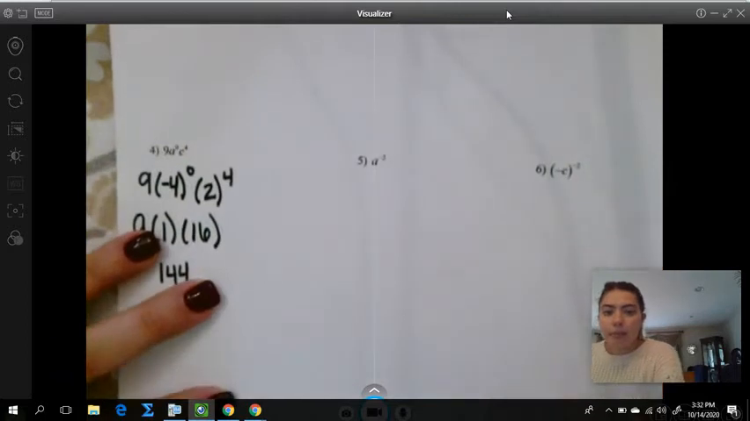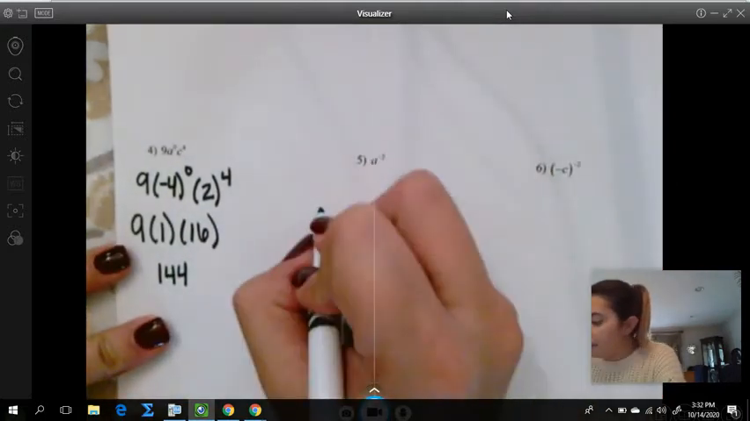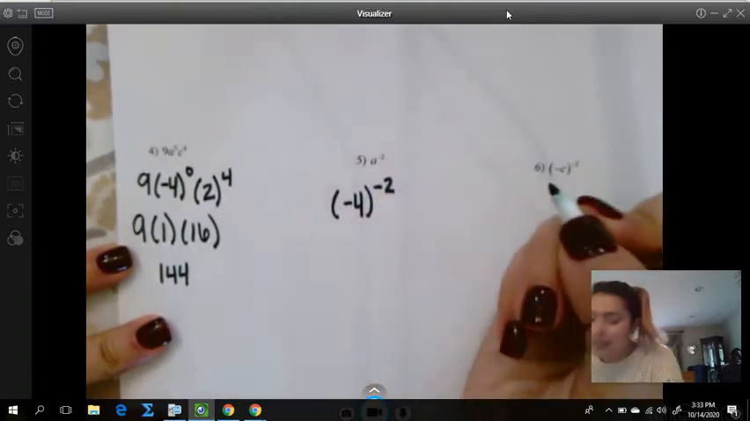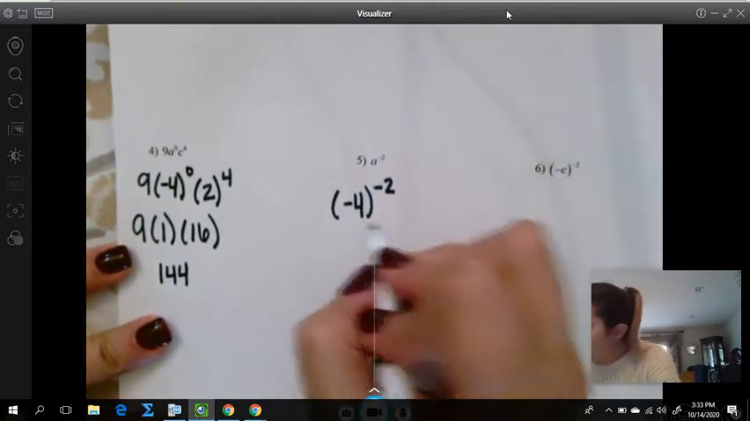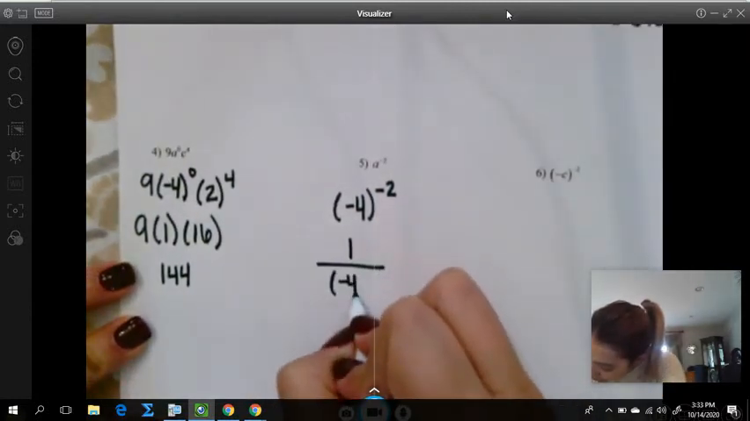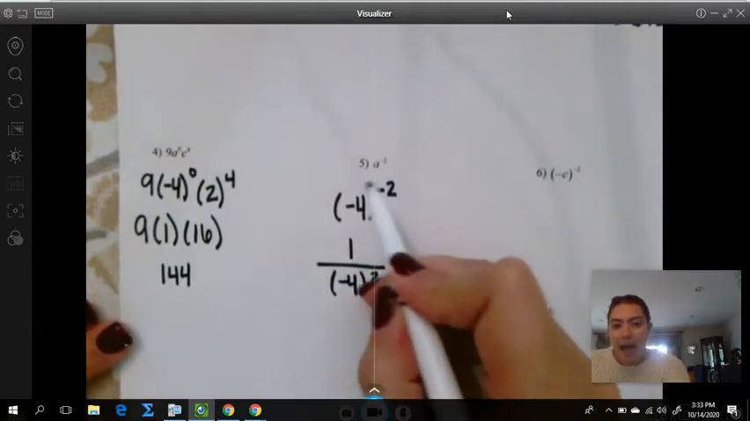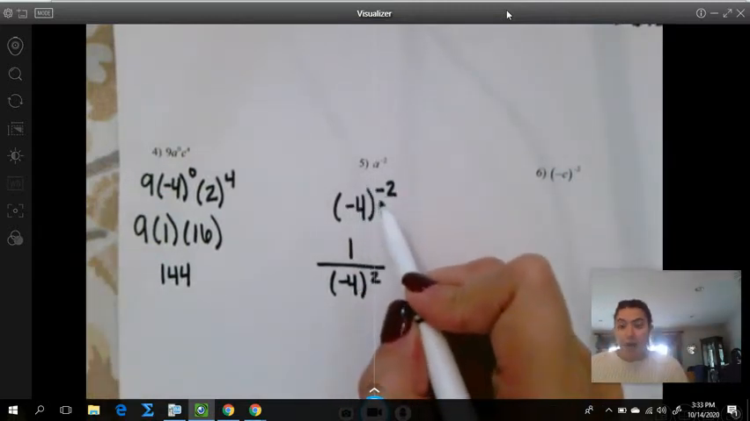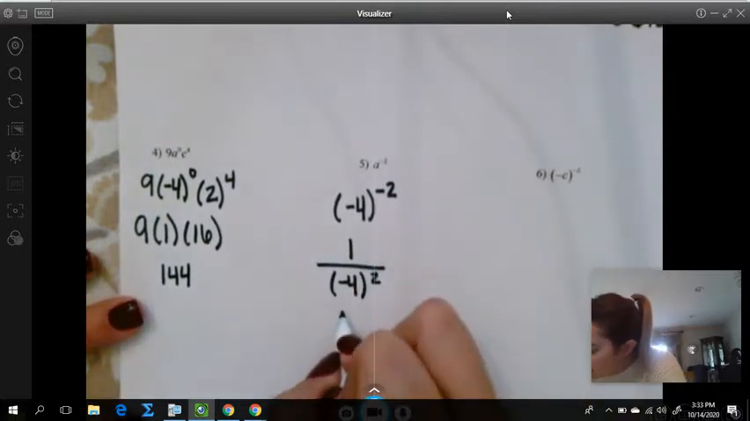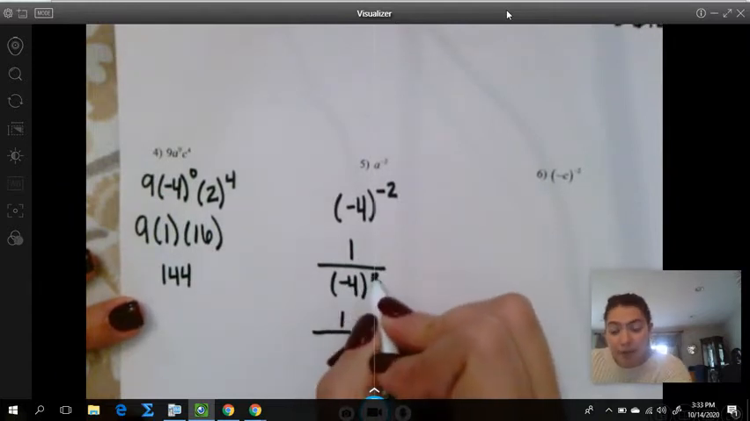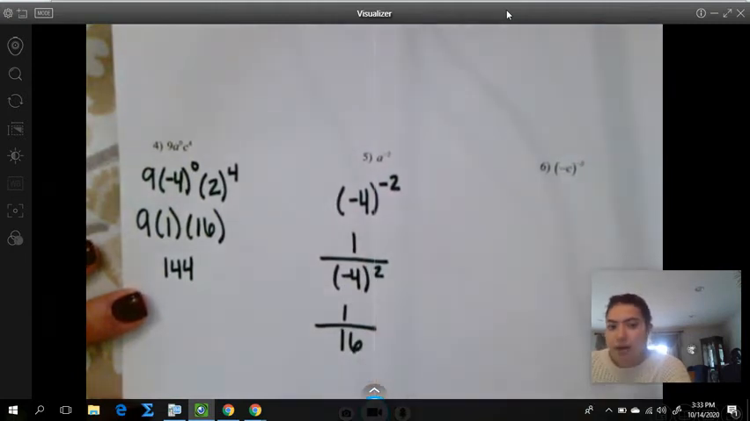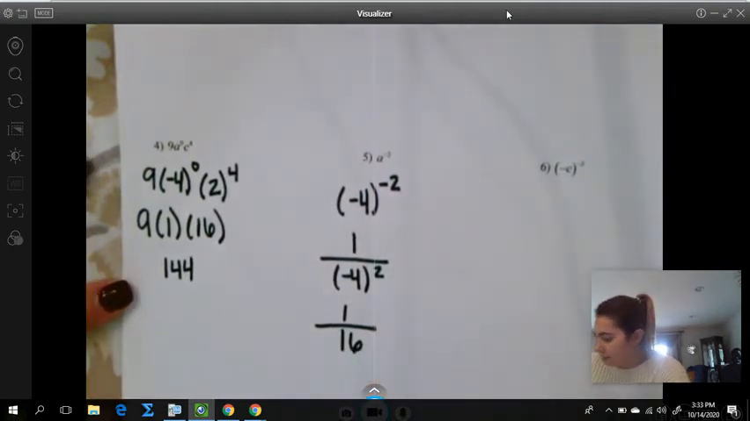Problem number 5 gives us a to the negative 2nd power. So a is -4 to the negative 2nd power, which means that we're really dealing with 1 over -4 squared. Remember, everything that's right here, if it's raised to a negative power, just moves down to the denominator. And then we know that a negative number that's squared is going to be positive, and 4 squared is 16. So our answer is 1/16.